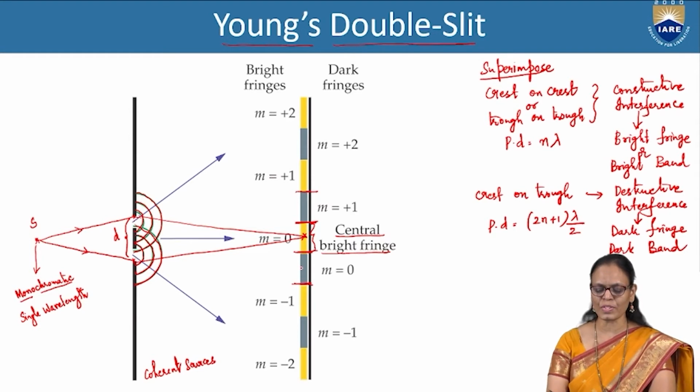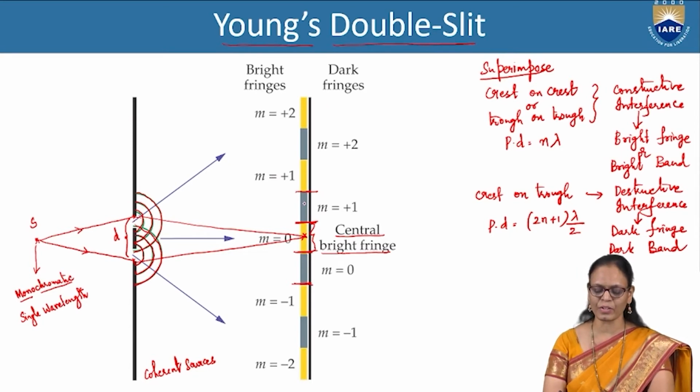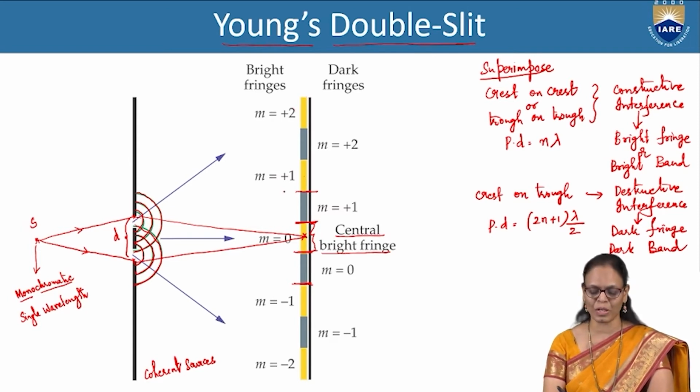Now if you see, these bright fringes and dark fringes alternate each other, meaning after dark, you have bright, dark, bright, and so on, even on both sides. If this is the central one, on either side of the bright fringe, you will have alternate dark and bright fringes. Now, if you have to number them, m equal to 0 is the central bright fringe, m equal to +1, +2, because we are taking the upward direction.